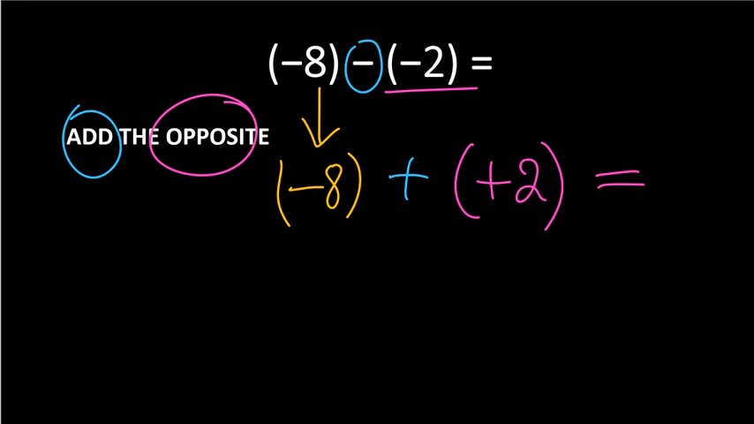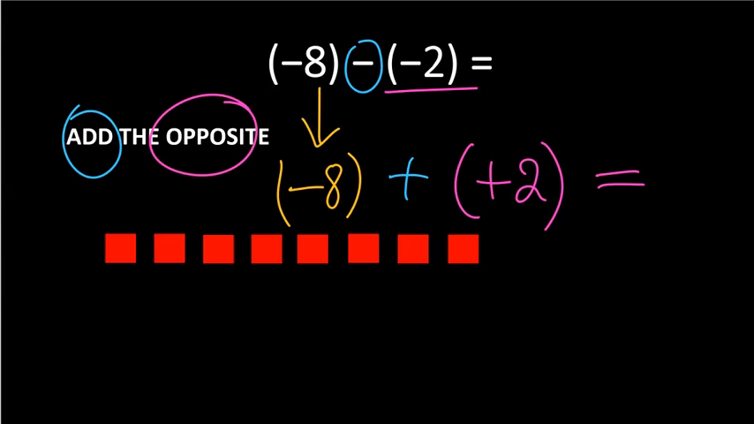So negative 8 means we have red tiles and we have 8 of them. So we have 8 red tiles. Now we have positive 2. Positive 2 means we have 2 yellow tiles. So let's draw 2 yellow tiles. Okay, so we have all the tiles drawn in.